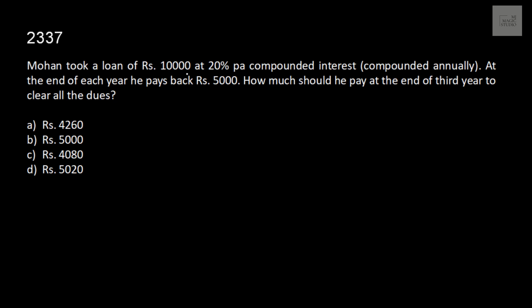Mohan took a loan of 10,000 at 20% per annum compound interest, compounded annually. At the end of each year, he pays 5,000 rupees. How much should he pay at the end of the third year to clear all the dues?